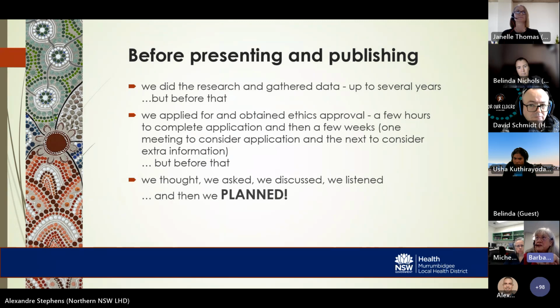So the research journey, before we got to the point of fronting the cameras and the media and publishing, we did the research and we gathered data, which took several years for some studies. But before that, we applied for and obtained ethics approval. That actually only took a few hours. Sometimes when I hear about people's research journeys, it's almost like the ethics approval is the worst, most troublesome part of the whole journey. But in actual fact, it shouldn't be so much of a burden if beforehand we think, we ask, we discuss, we listen, and we plan. So have your plans ready. Have really thought through your research project before you sit down to tackle that ethics application or site approval. Can I have the next slide, please?